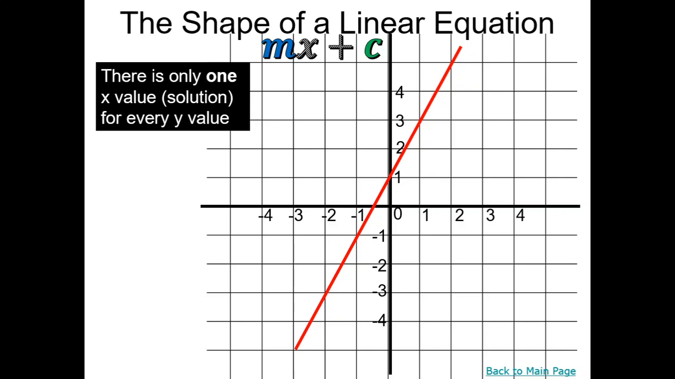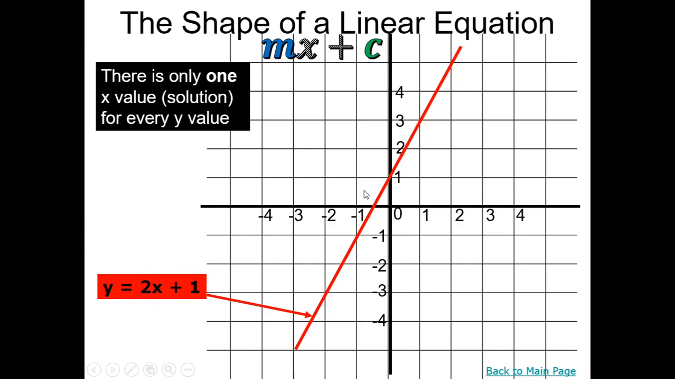Here's a linear equation, and you should be able to see that in a linear equation, there is only one x value for every y value. This linear equation in particular, y equals mx plus c, is y equals 2x plus 1. And you should recognize that from year 9 when we've got the equation of the line. The 1 here, the value that's added on, is the y-intercept. That's the c value, where the line crosses the y-axis. The number that's multiplied by the x, so in this case 2, is the gradient.